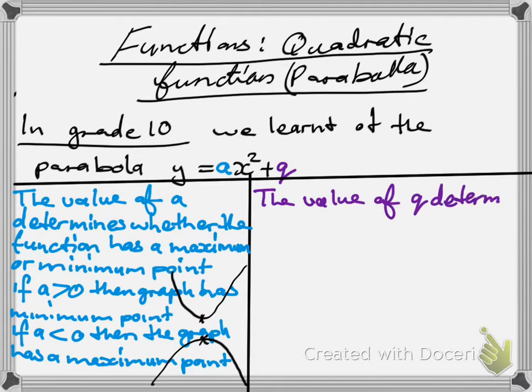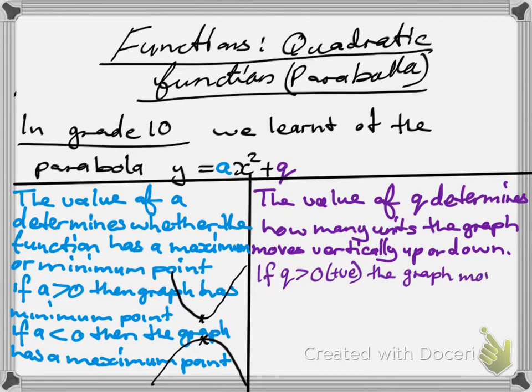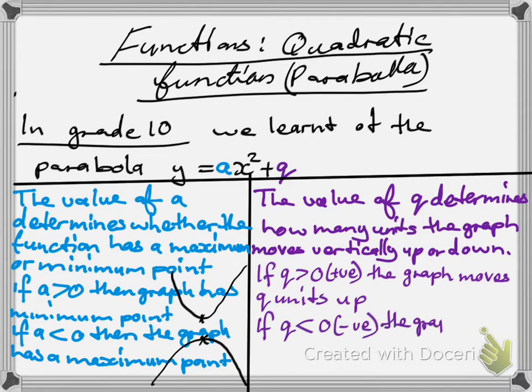And then the value of q determines how many units the graph moves from the origin vertically, up and down. So if your q is greater than 0 or positive, the graph moves q units up. And if your q is less than 0 or negative, the graph moves q units down. Okay, so this was grade 10.